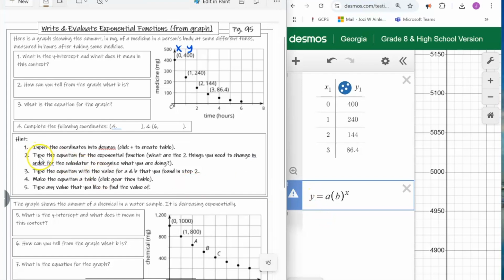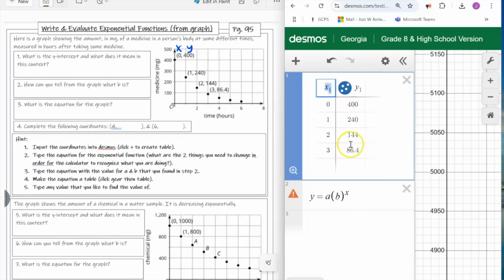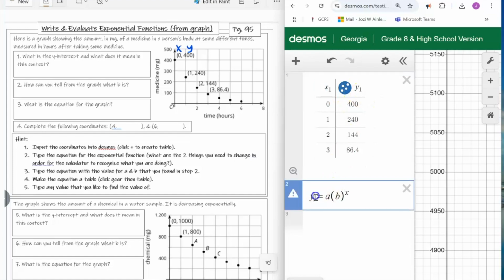That's because there's two things that you need to change. So what are the two things you need to change in order for the calculator to recognize what you're doing? Well, first you have to tell it, hey calculator, I want you to look at this table and give me the answer. So you got to use what the table is using. Sometimes this does change, so please be careful. Sometimes it's X2, sometimes X3. So right now it's X1 and Y1, which means everywhere I see an X or a Y, I'm just going to go ahead and type in a 1.